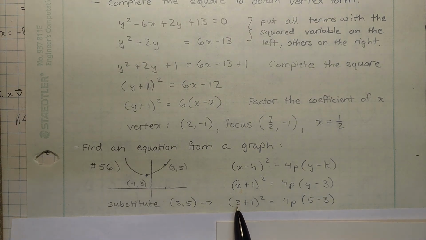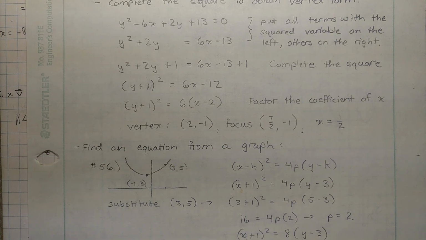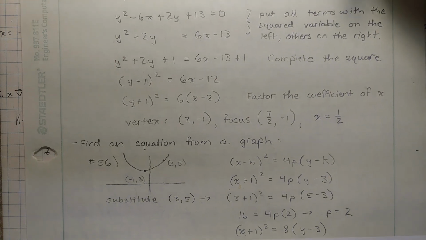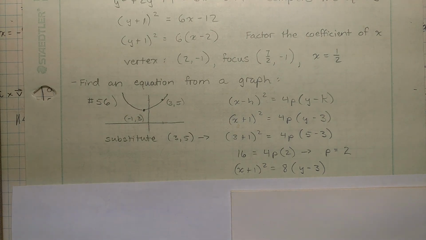So looking here, it looks like I've got 4 squared, which is going to be 16, and this is going to be 4 times 2, so it's going to be 16 is equal to 8p, which we can see quickly p becomes 2, and that becomes my equation. Pretty straightforward. Hey, I don't think that'll give you too much trouble.